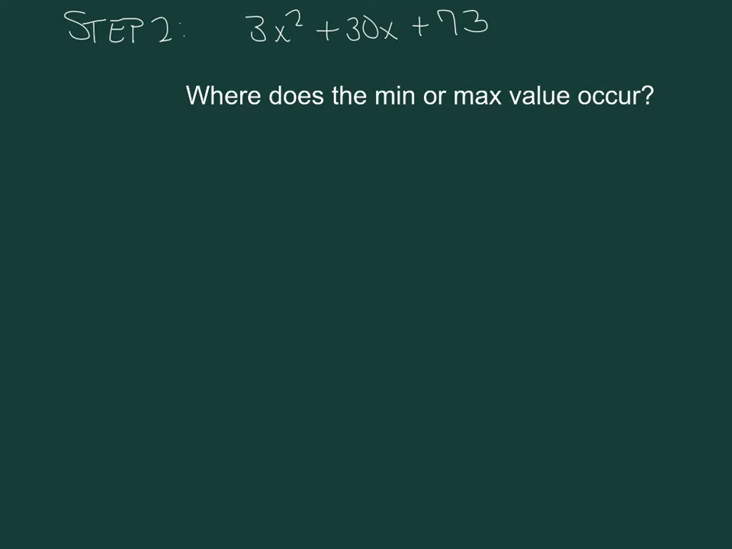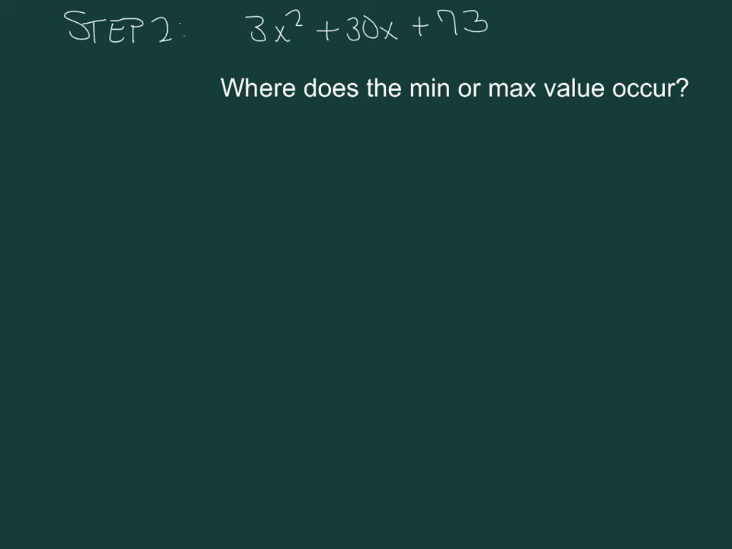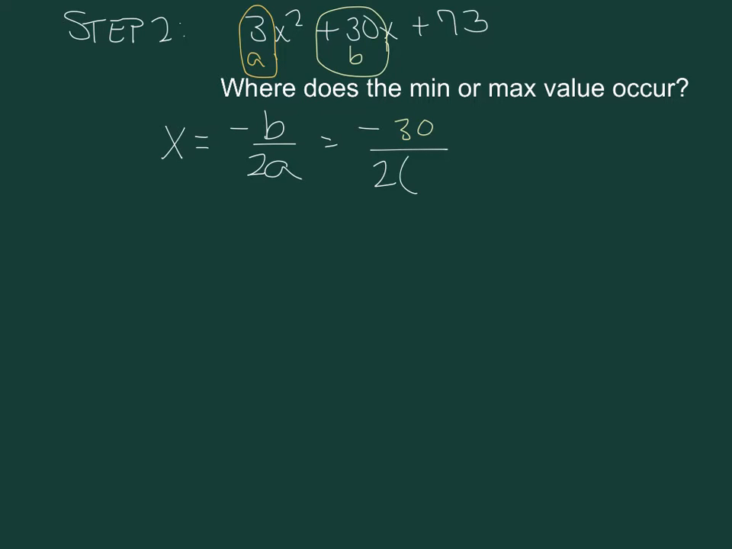Okay, and again, you're looking for an x value here, which simply means you're using the first part of the quadratic formula to figure out where your vertex is. So x equals negative b over 2a. Well, a is the leading coefficient, and b is the middle term. So all I have to do is go negative 30 over 2 times a, which is negative 30 over 6, which is negative 5. So x equals negative 5.